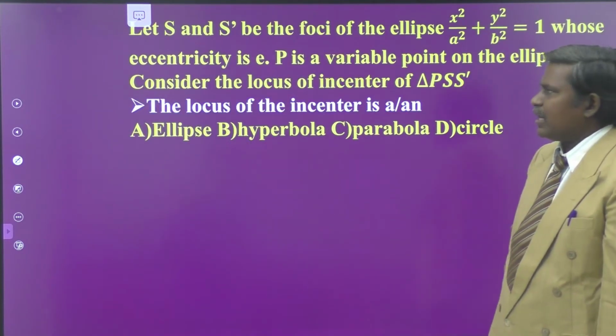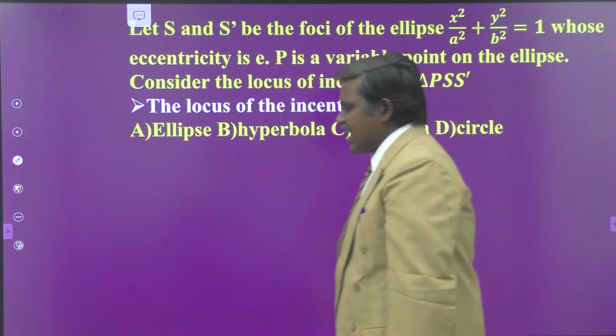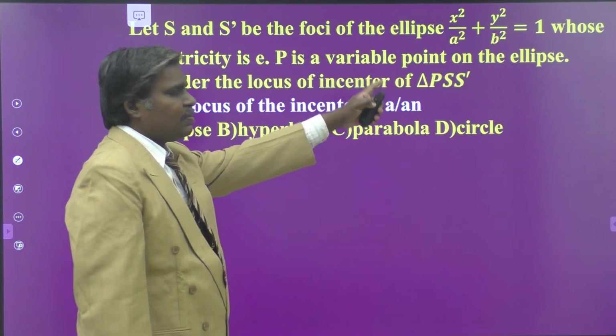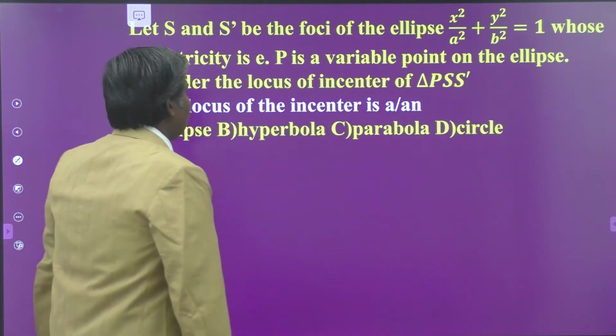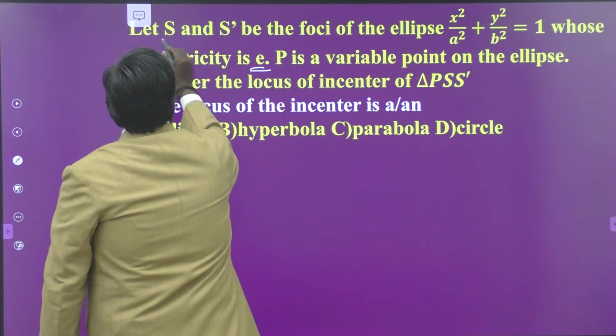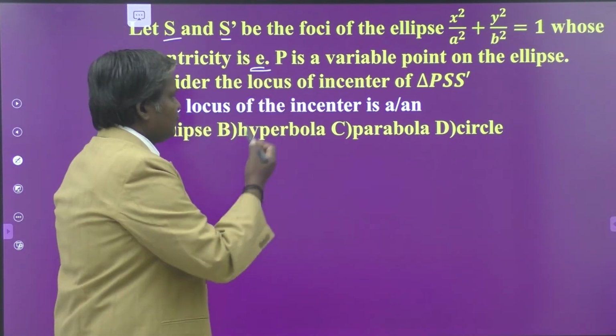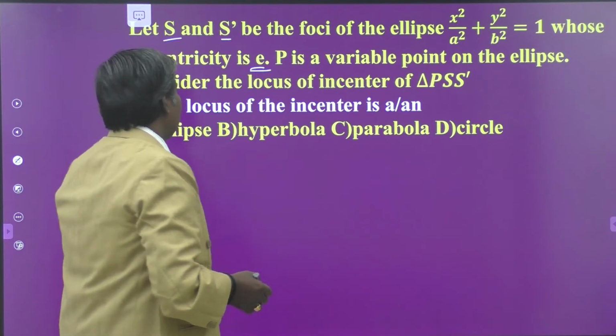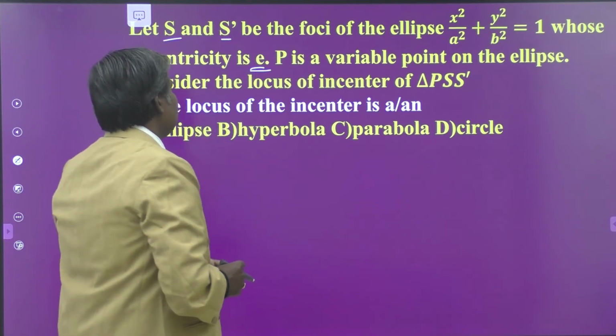This is another paragraph. Let S and S dash be the foci of the ellipse x square by a square plus y square by b square equal to 1, whose eccentricity is e. What are S and S dash? The foci of the ellipse in the standard form x square by a square plus y square by b square equal to 1, whose eccentricity is e.